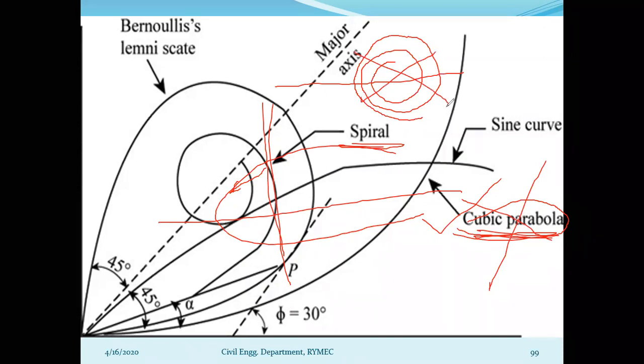So in this case we are going to eliminate your cubic parabola, and we are going to eliminate what we call the spiral parabola, whether we are going to provide a lemniscate or only a cubic parabola. Which one can we provide?